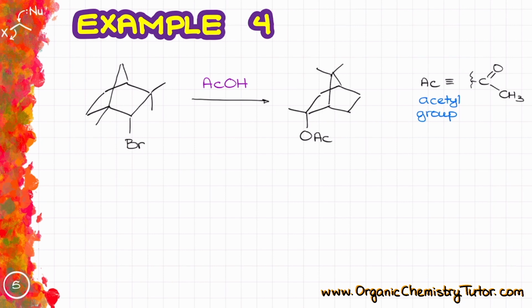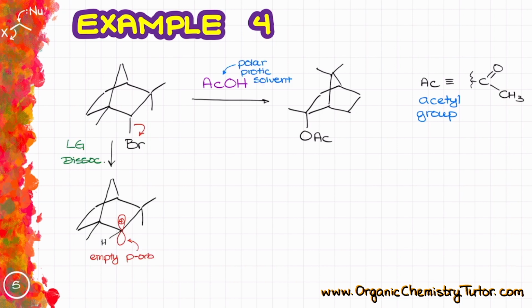Anyways, let's get back to our question over here. The first thing that I'm seeing in this question is that this reaction is done in the polar protic conditions. The acetic acid that we have here is a wonderful polar protic solvent, so my leaving group dissociation is going to be relatively easy. So once my leaving group dissociates here, I'm going to get a carbocation.